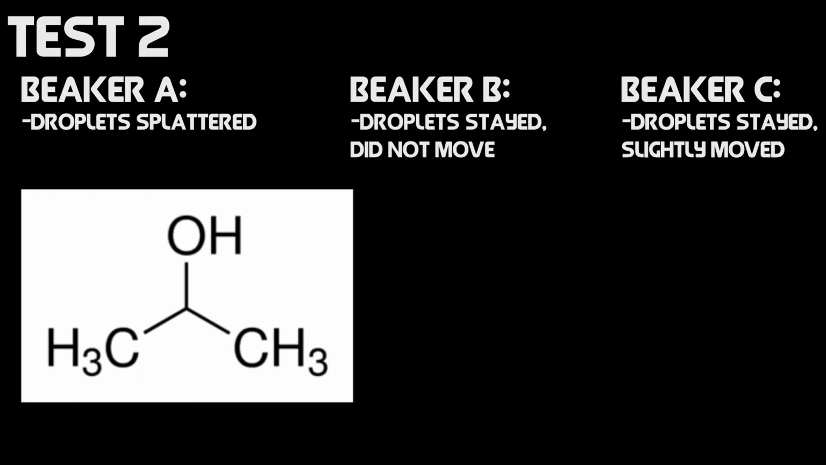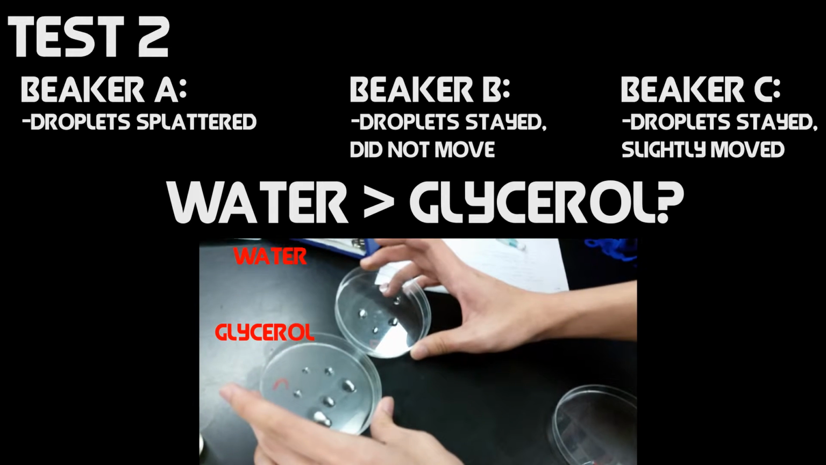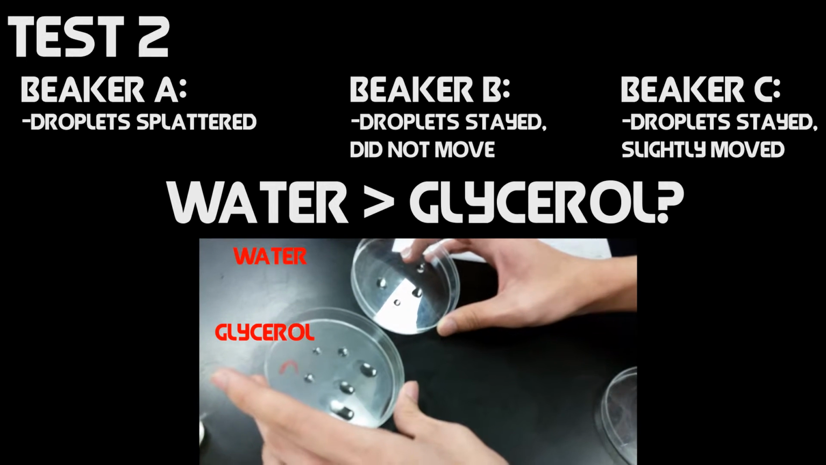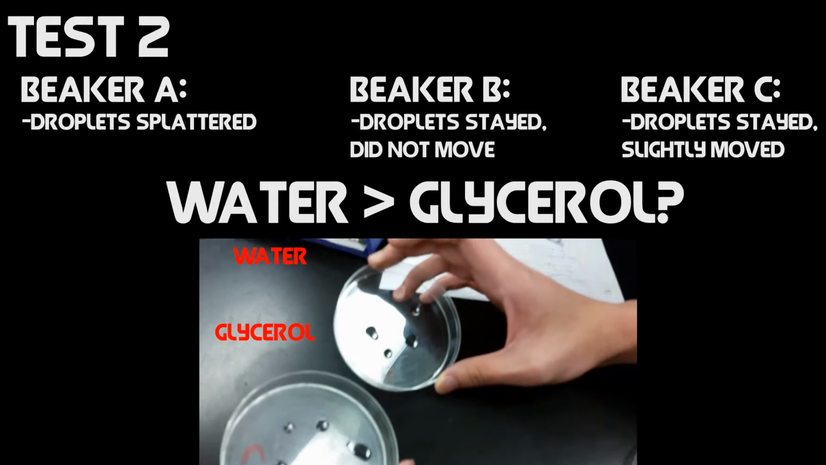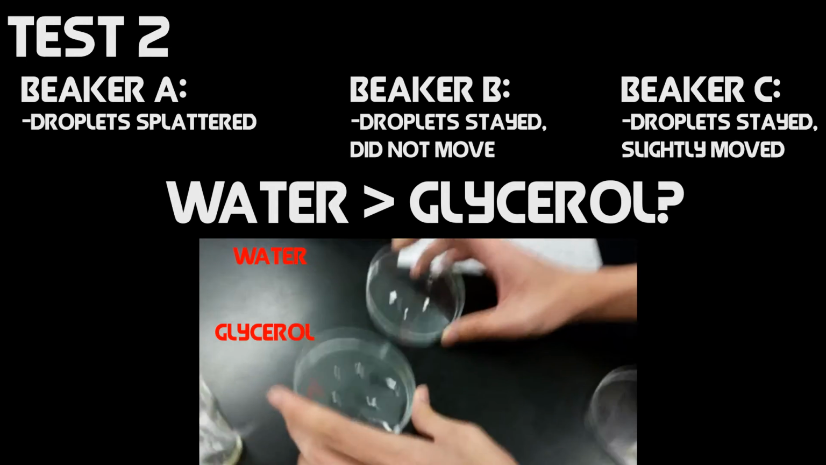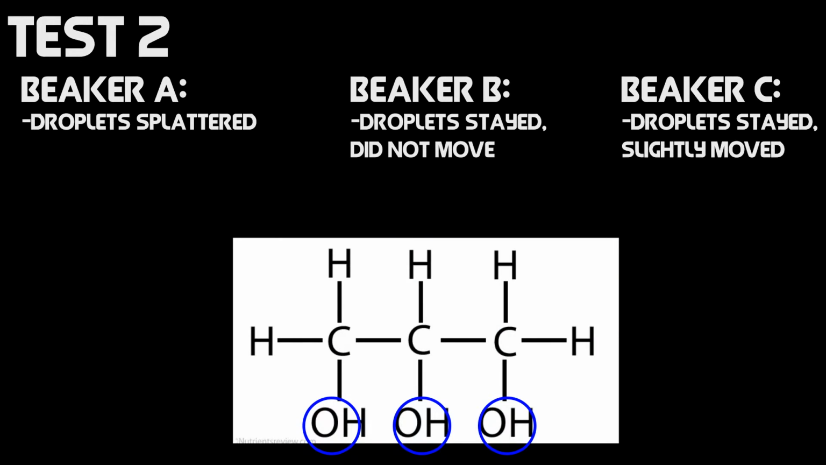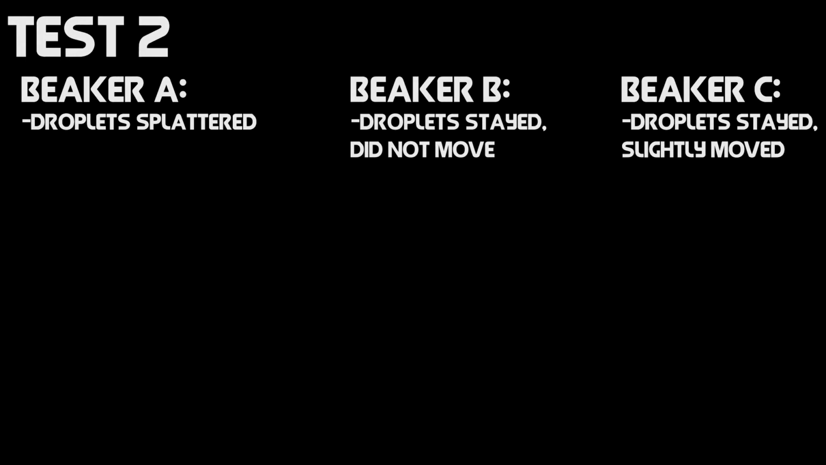Beaker A, which is predicted to be isopropyl alcohol, splattered all over the plate. This made sense if you think about it because of its weak intermolecular forces in comparison to water and glycerol. However, one thing that I was wondering while performing this test was why did water have a greater surface tension than glycerol? I looked at the structure of glycerol and I thought that because it has strong intermolecular forces, its surface tension would be a lot higher.